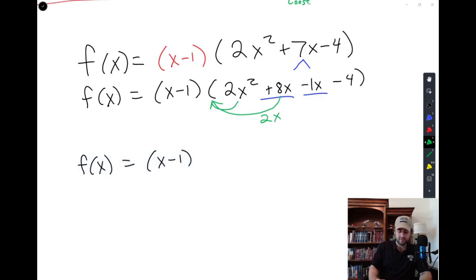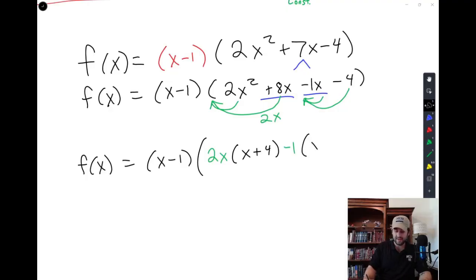I think 2x will work. Let's factor out a green 2x, and what's left over is going to be x plus 4. And then from the second two terms, it looks like to get that x plus 4, I'm going to need to factor out a negative 1, so I'm left with x plus 4.